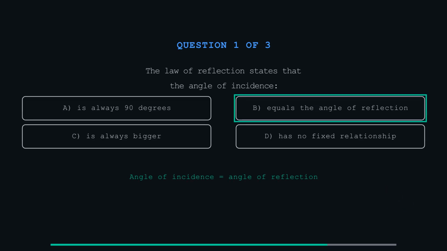The correct answer is B. Angle of incidence equals angle of reflection.